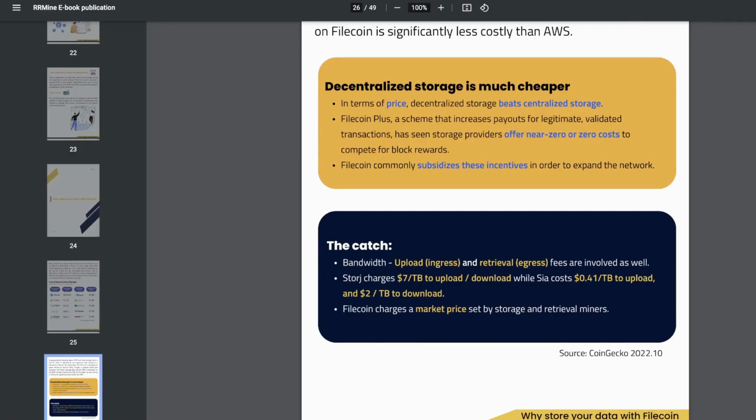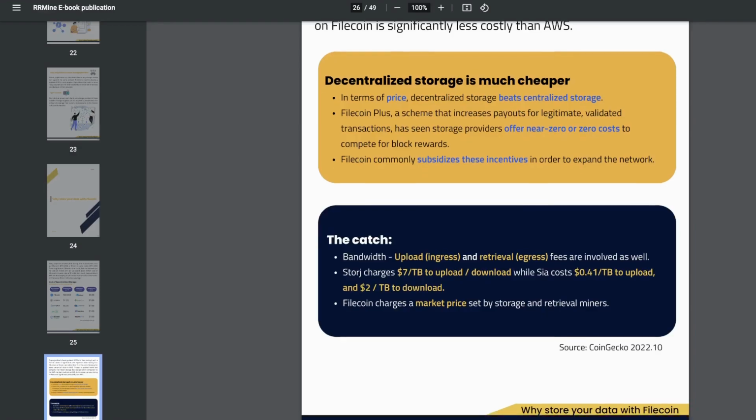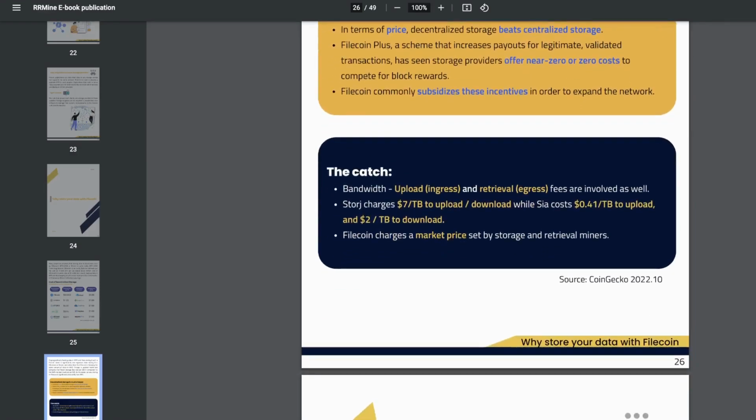Filecoin Plus, a scheme that increases payout for legitimate, validated transactions, has seen storage providers offer near zero or zero costs to compete for block rewards. Filecoin commonly subsidizes this incentive in order to expand the network. Okay, this is the Filecoin Plus part, which will be elaborated more on in the next ebook.